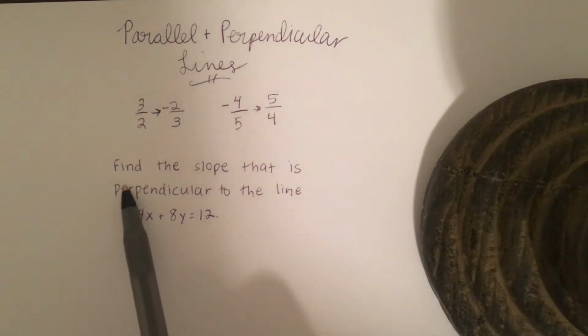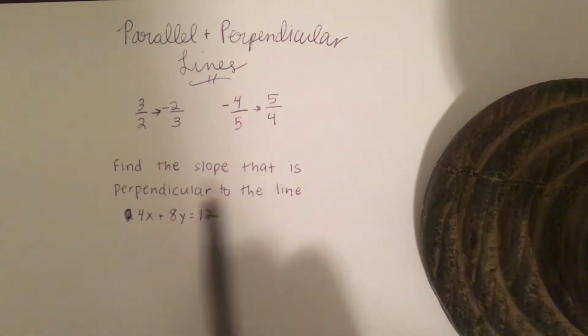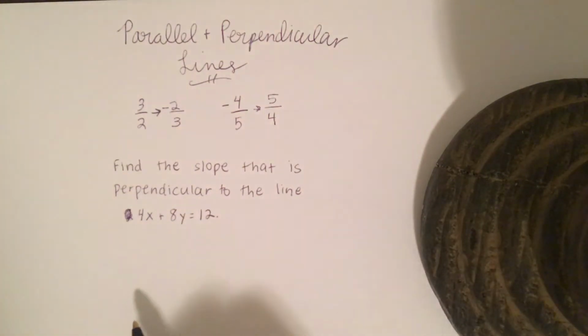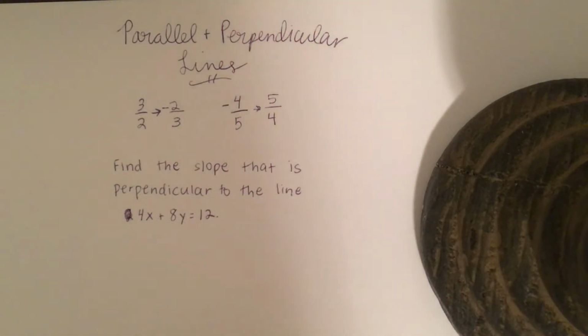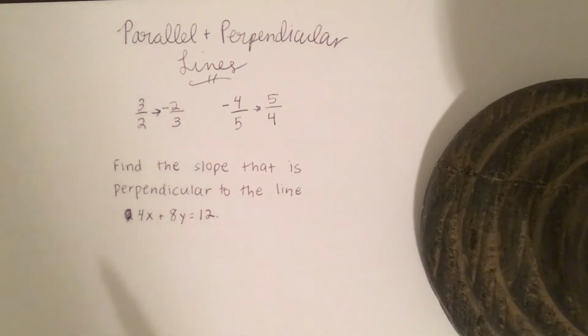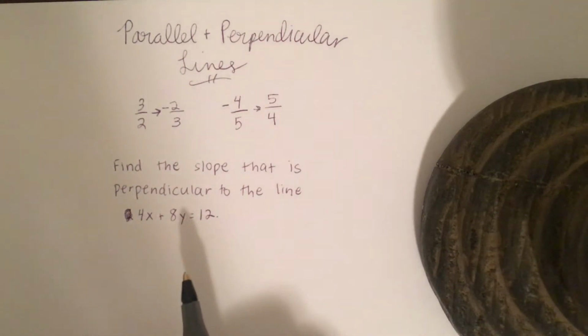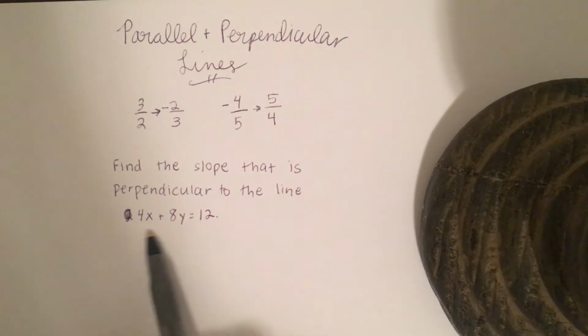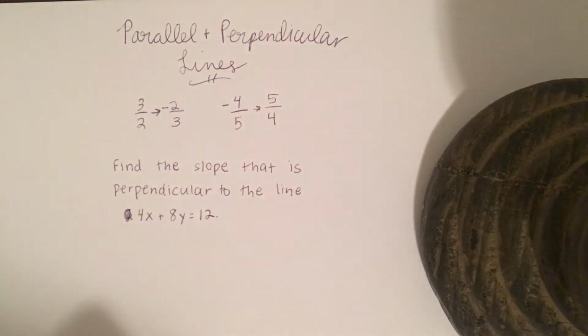So our question below says, find the slope that is perpendicular to the line 4x plus 8y equals 12. Now we could do a whole bunch of different things with this. We could graph it, we could look at it, but the easiest thing is to put it first in y equals mx plus b form, so that way we can easily and quickly find that slope. So in order to do that, I've got to solve for y in terms of x. So I need to get y equals.